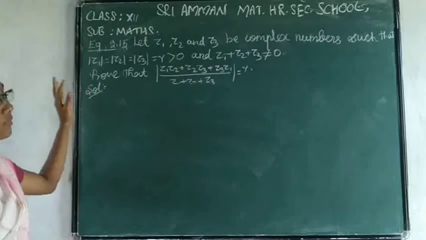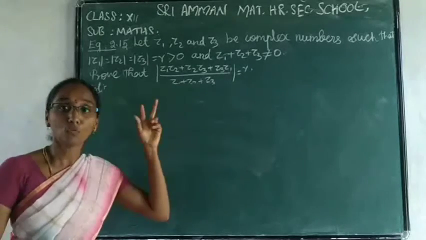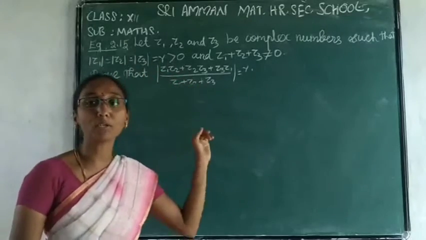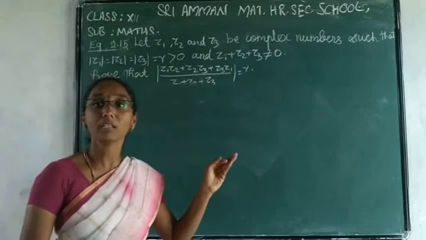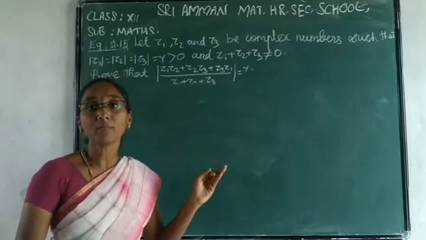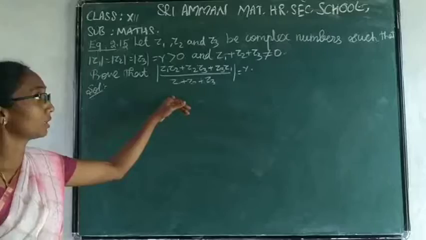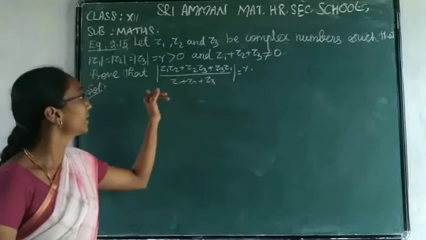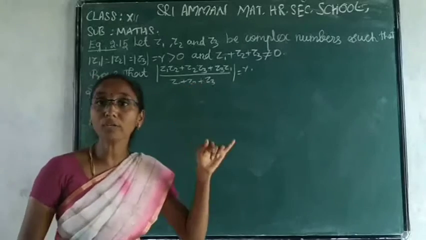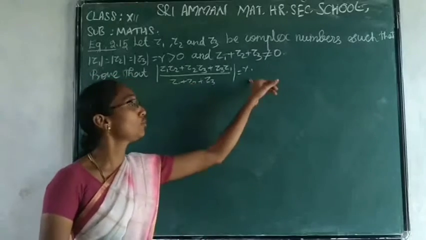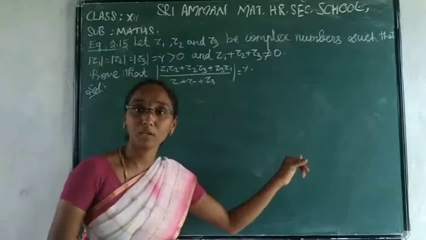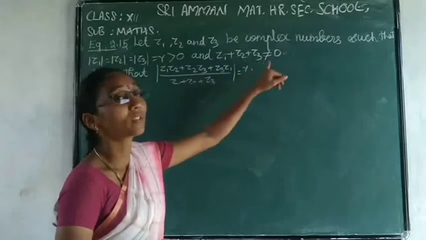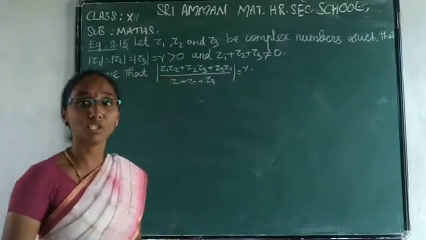In this type of sum, you first find modulus of z1 equal to r, modulus of z2 equal to r, modulus of z3 equal to r. Here we want to prove this. The denominator is always not equal to 0, so we will get a positive value. And this condition is also given, z1 plus z2 plus z3 is not equal to 0.